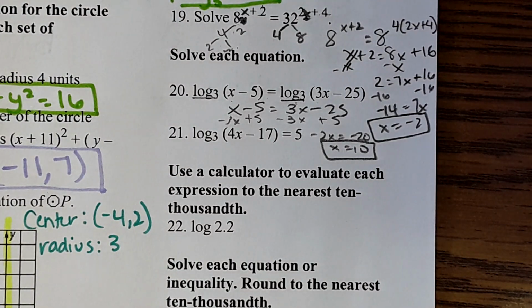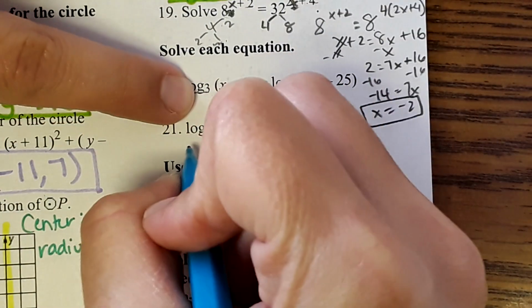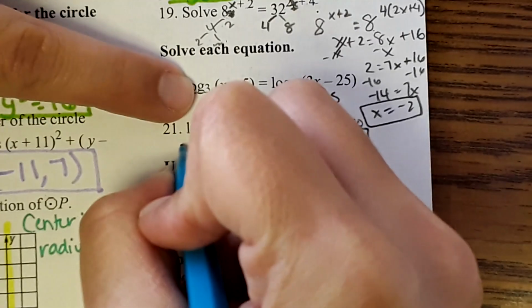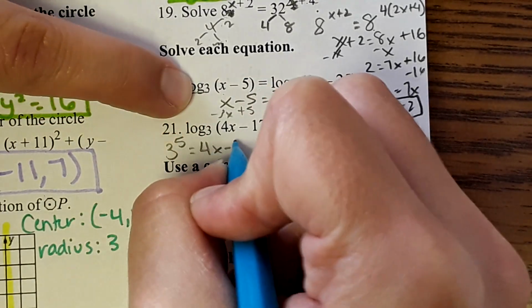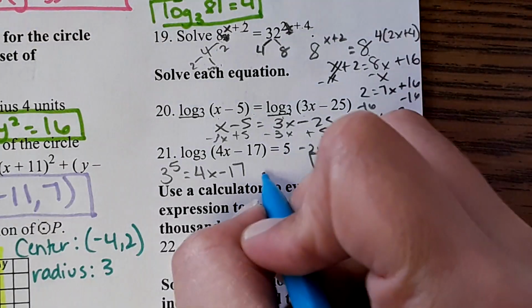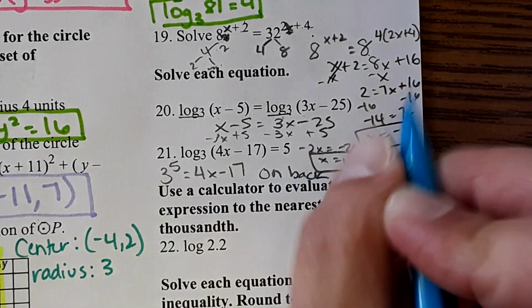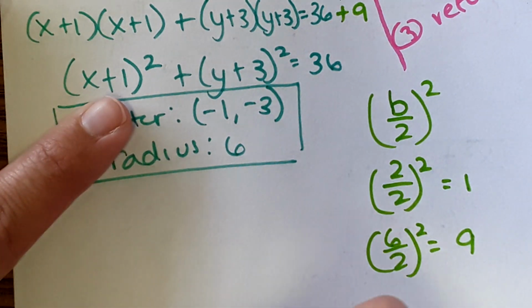Okay, so for 21, we're going to write it in exponential form, base to the base, exponent at the end, and then we'll solve from there. So it would be 3 to the 5th power equals 4x minus 17. And I'm running out of room. I'm going to just solve this on the back. So I'm flipping this over and just going to solve it on the back. 3 to the 5th power equals 4x minus 17.